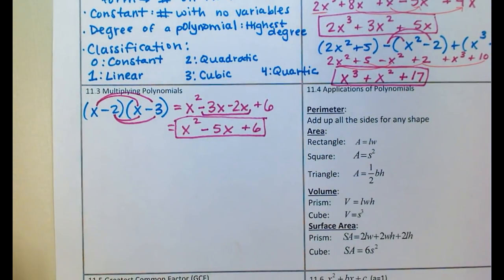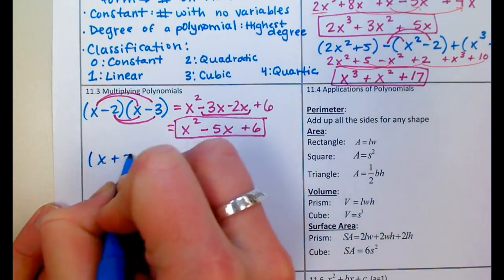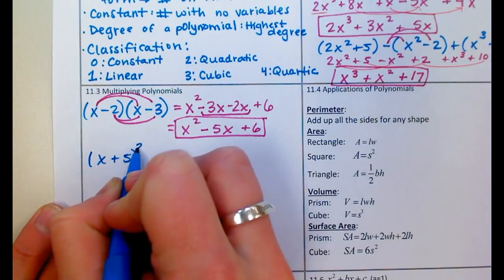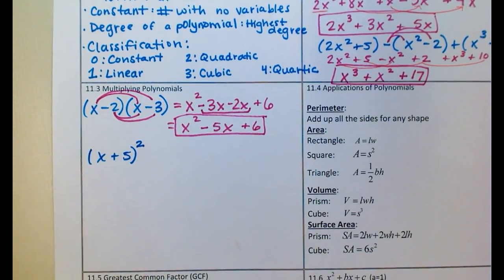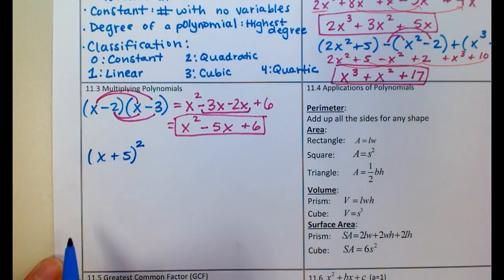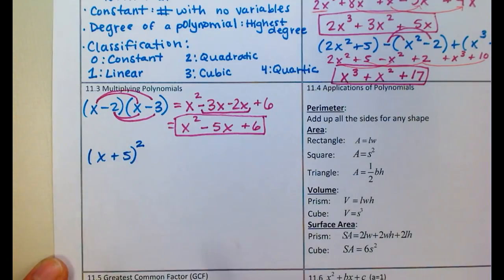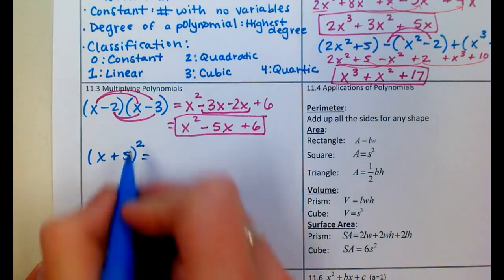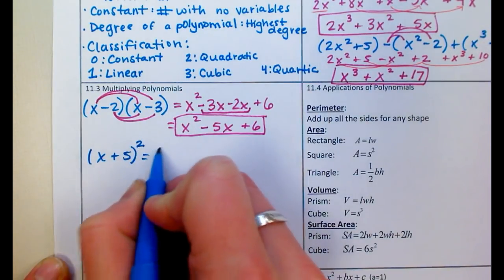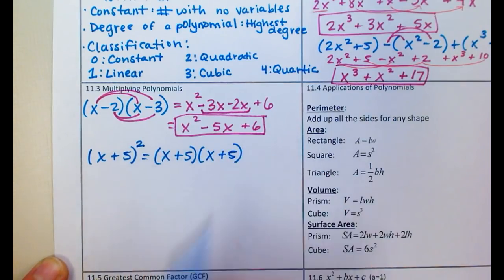The next thing we did with multiplying, if I had here x plus 5 quantity squared, we could use the square of a binomial pattern, which would be the first term squared, then the middle term is the two terms multiplied together with a 2, and the last term is the last term squared. If you forget the pattern, please remember that squared is x plus 5 times x plus 5.